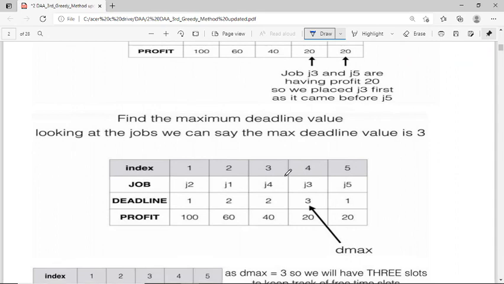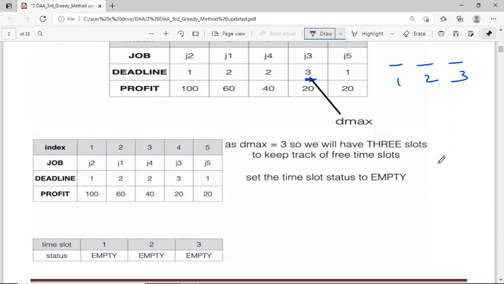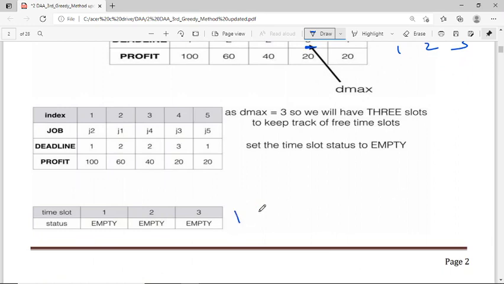Now find the maximum deadline value. Looking at the jobs, as I told you, our maximum deadline is 3. It means we have 3 slots: 1, 2, 3. So here in the Dmax, set the time slot status to empty. Can you see here? 1, 2, 3. What is the status? Status means which job is in the slot. So the 3 slots we prepared.